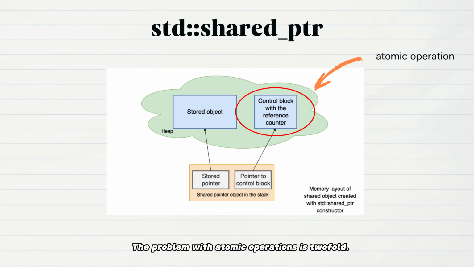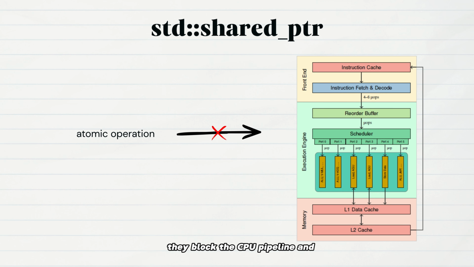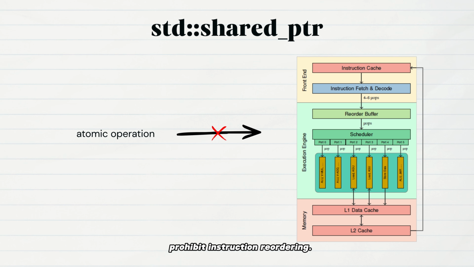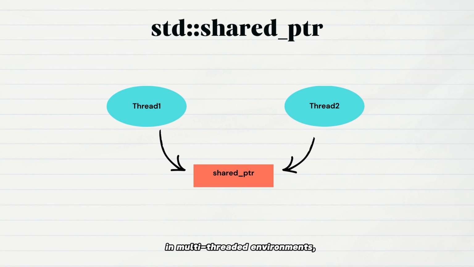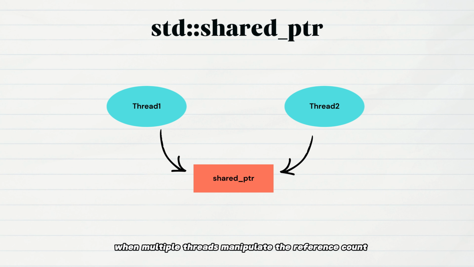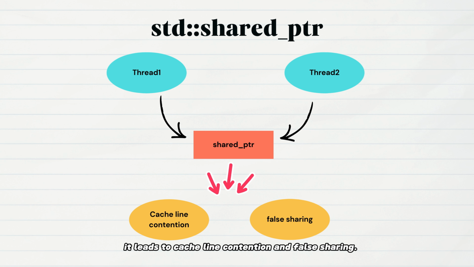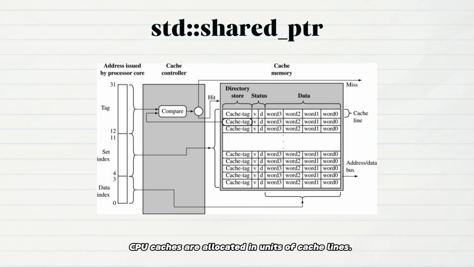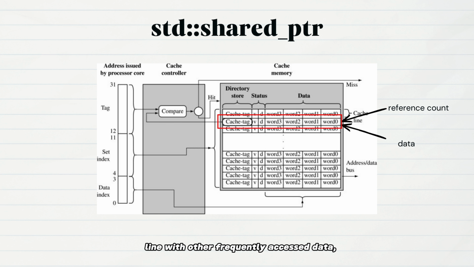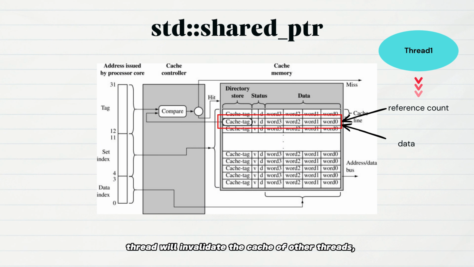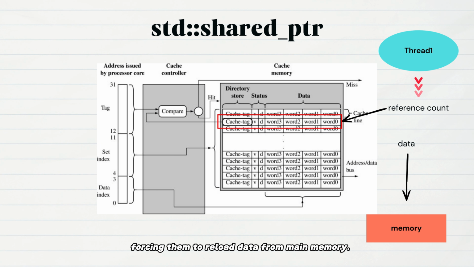The problem with atomic operations is twofold. First, they block the CPU pipeline and prohibit instruction reordering. More critically, in multi-threaded environments, when multiple threads manipulate the reference count of the same std::shared_ptr simultaneously, it leads to cache line contention and false sharing. CPU caches are allocated in units of cache lines. If the reference count shares the same cache line with other frequently accessed data, a modification to the reference count by one thread will invalidate the cache of other threads, forcing them to reload data from main memory. This overhead is even greater than the atomic operation itself.